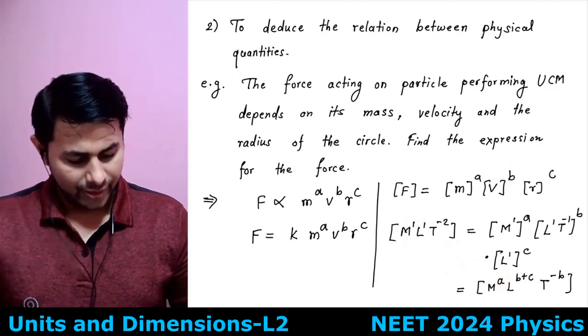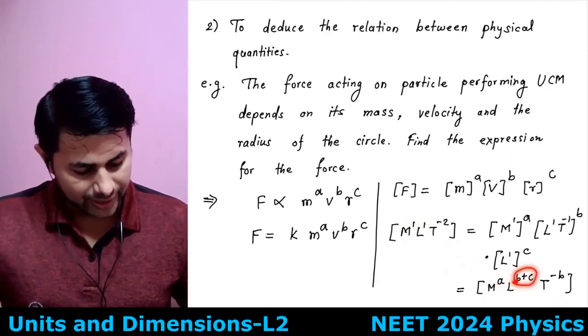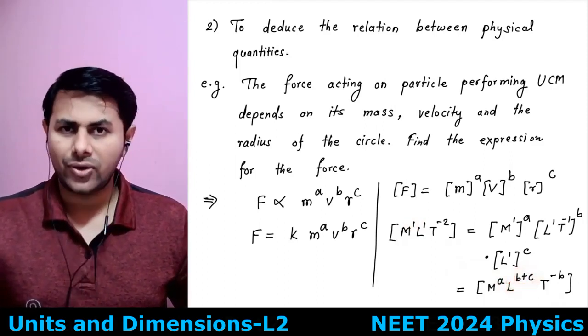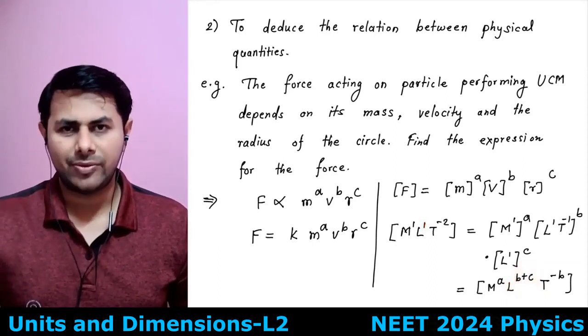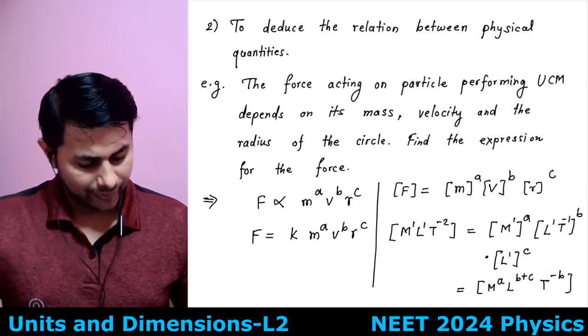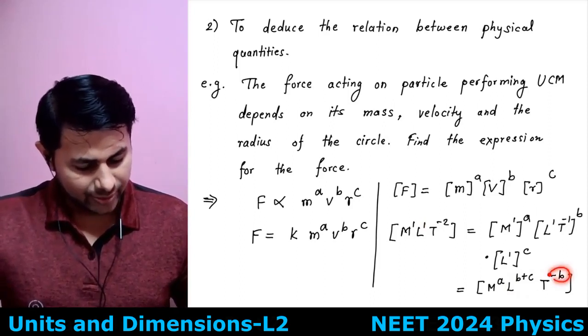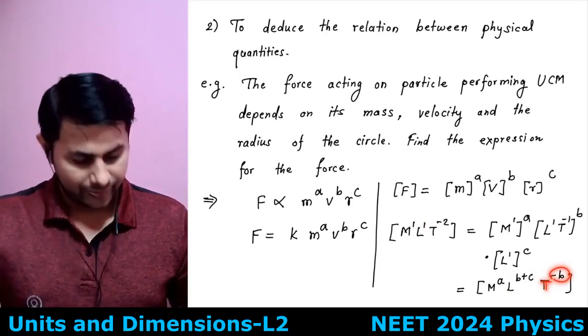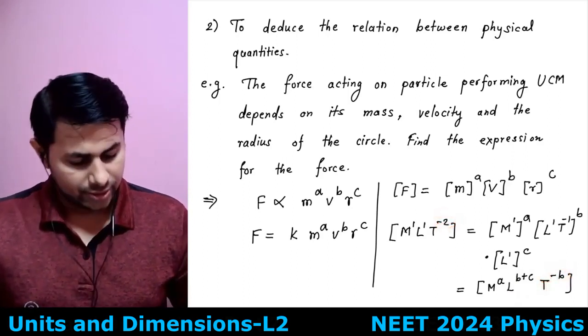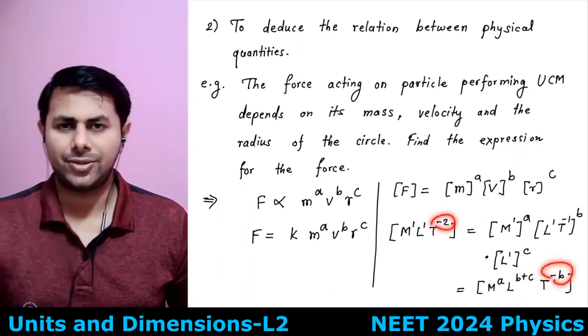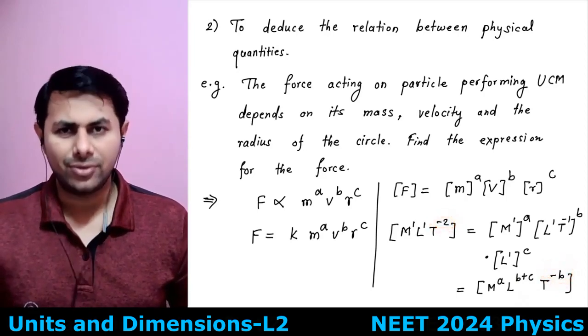Then we have b plus c as the power of l on the right hand side, and on the left hand side we have 1. That means b plus c must be equal to 1. And we have minus b as the power of t on RHS, and on LHS we have minus 2. So minus b is equal to minus 2. That means b equals 2.